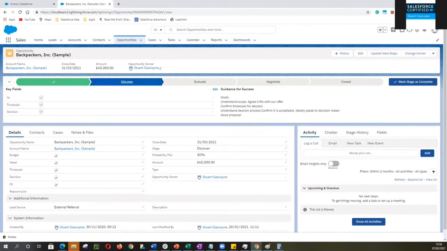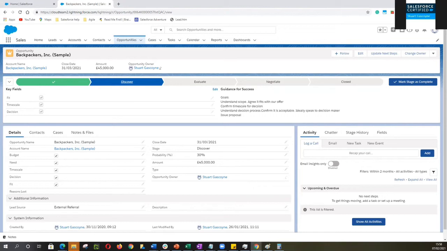In the discover stage, we have 4 criteria that must be satisfied before we can move on to the next stage. First of all, we need to understand the scope of the project in sufficient detail that both we and the prospect agree that it is a good fit for us. For example, that the piece of work is of the right size.